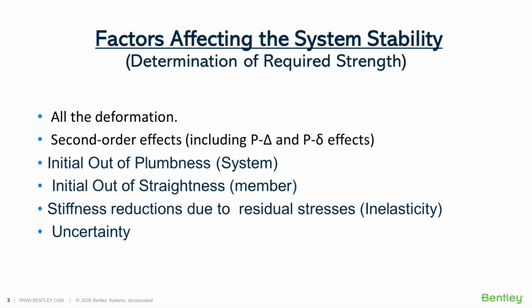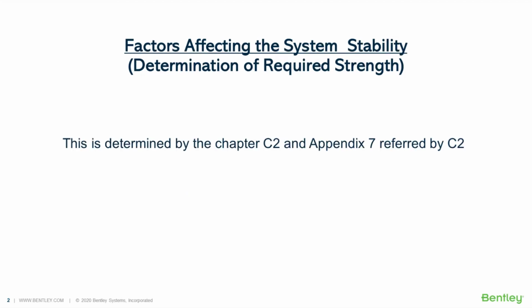First, all the deformations need to be included. Second order effect including P small delta and P large delta has to be considered in the procedure. Initial out of plumbness of the system and initial out of straightness of the member has to be considered. Stiffness reduction due to the residual stress and the uncertainty. So these all have to be considered while we are determining the required strength. The methods for addressing these factors are mentioned in Chapter C and Appendix 7.